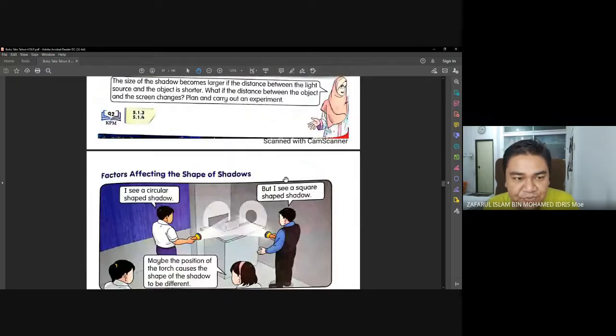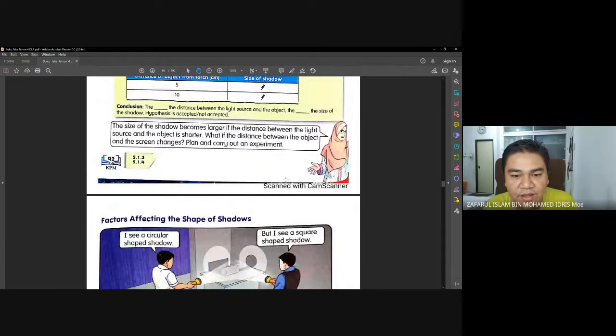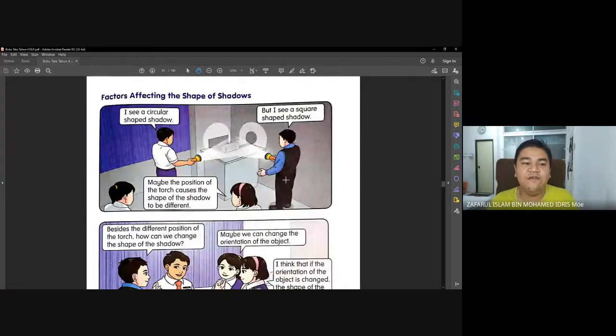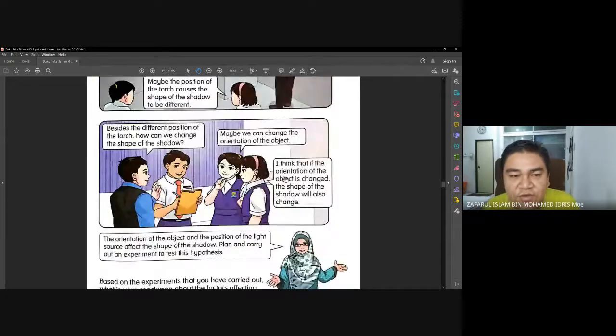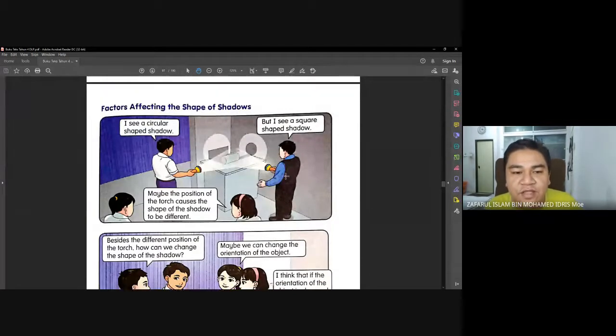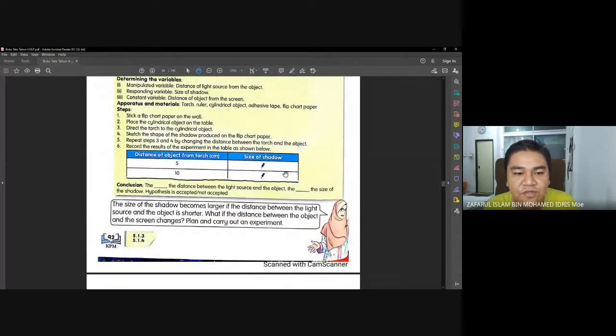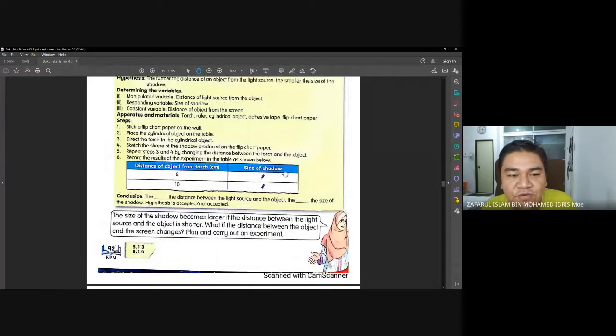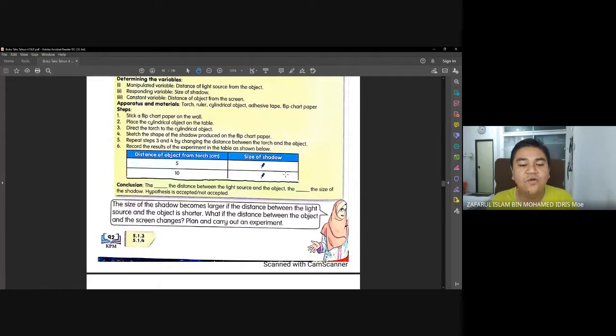Okay, so look. Dia suruh buat eksperimen. Fact on page 93, factors that affect the shape of shadow. Okay, kalau tadi the size of shadow. Betul tak? Faktor-faktor yang mempengaruhi the size of shadow. Okay, so again class, look at page 92 back. Dekat bawah tu sekali dia ada tulis, the size of the shadow becomes larger if the distance between the light source and the object is shorter.